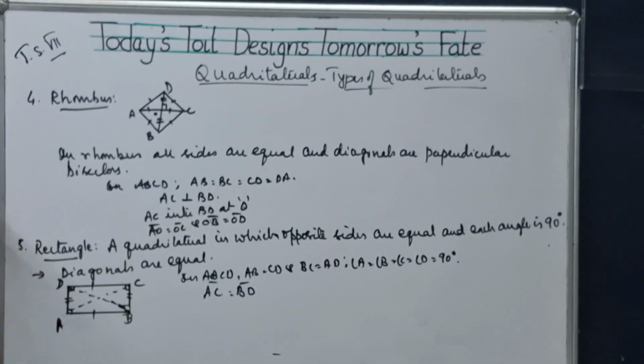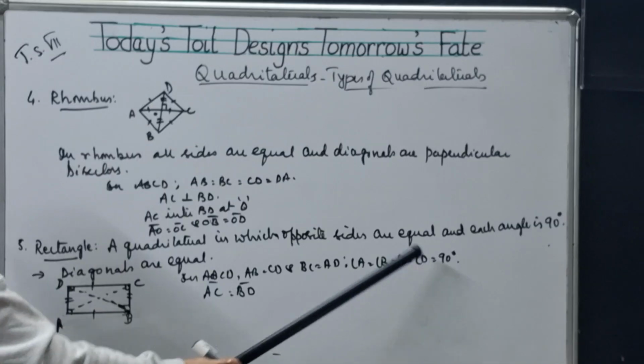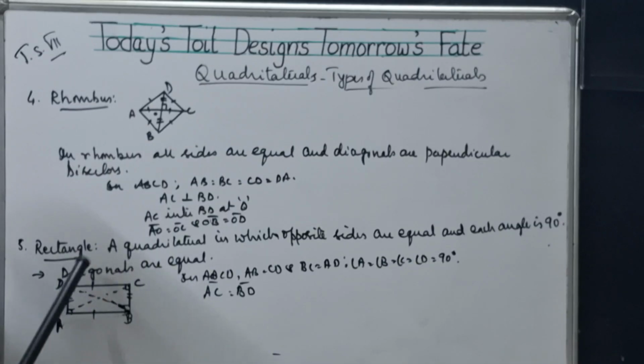Next we have rectangle, a quadrilateral in which opposite sides are equal and each angle is 90 degrees. So ABCD is a quadrilateral in which AB is equal to CD, AD is equal to BC, and each angle, angle A is equal to angle B is equal to angle C is equal to angle D, is 90 degrees. And the next property, diagonals are equal. AC is equal to BD. So these are the properties of rhombus and rectangle. Please note it down, children.